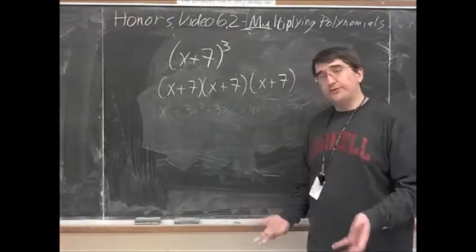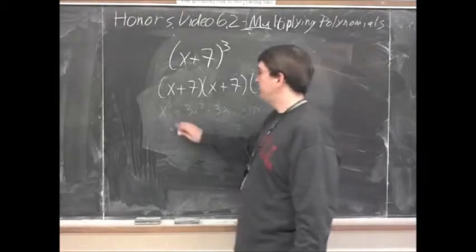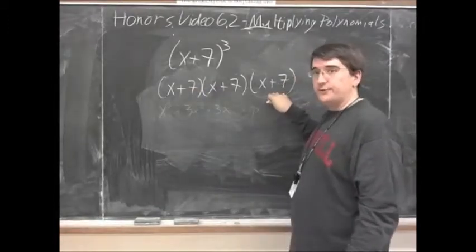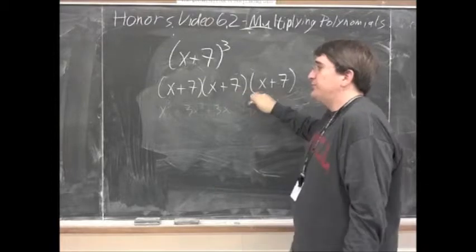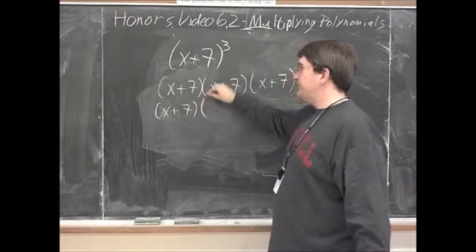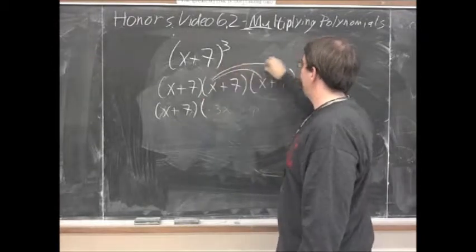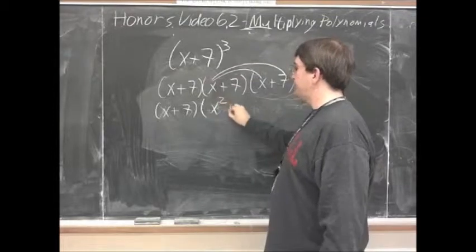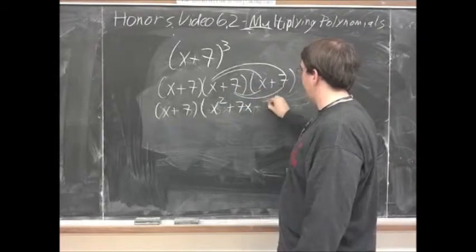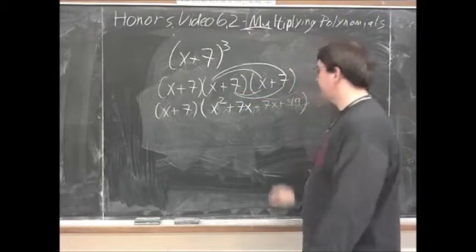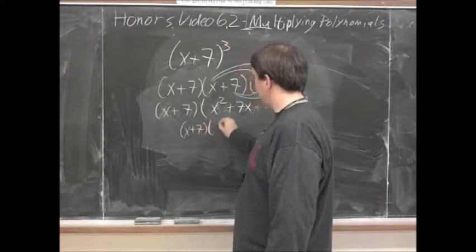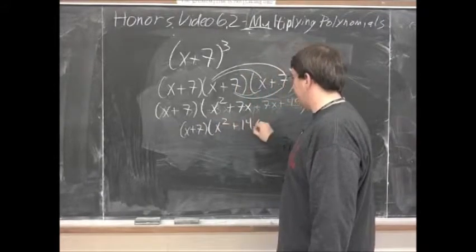So now when I actually want to expand this, what I do is pick two binomials to multiply together. The third one we'll leave alone. So I'll multiply these two together. It really doesn't matter what order it is. It's all the same polynomial. Now I'll do my double distribution: distributing the x to the x and the x to the 7, x squared plus 7x. And then the 7 to the x and the 7 to the 7, so that's plus 7x plus 49. Combine like terms there, which gives me x plus 7 times x squared plus 14x plus 49.